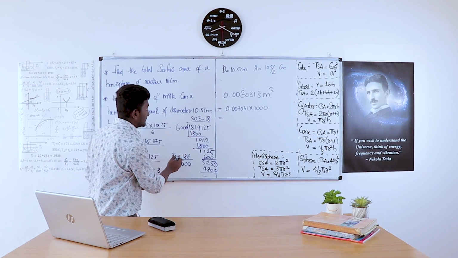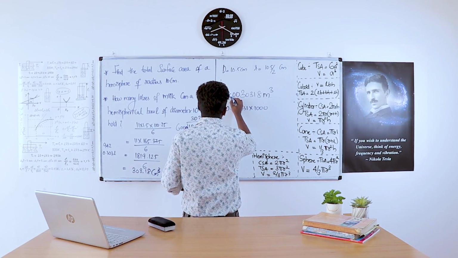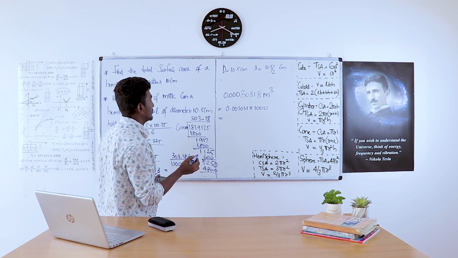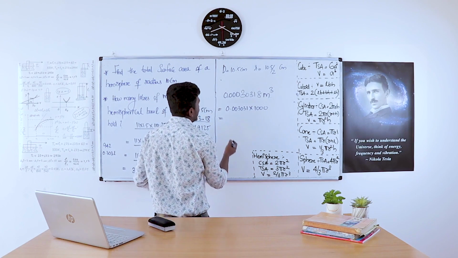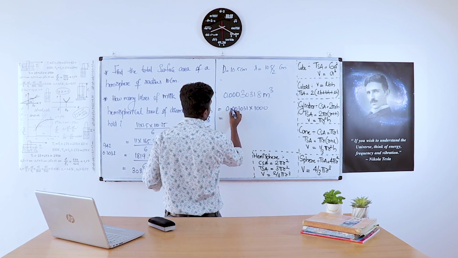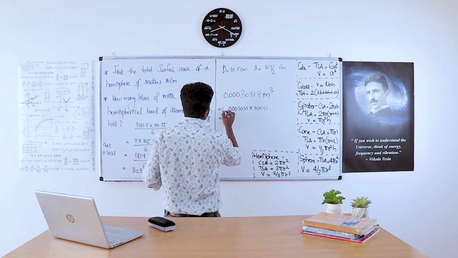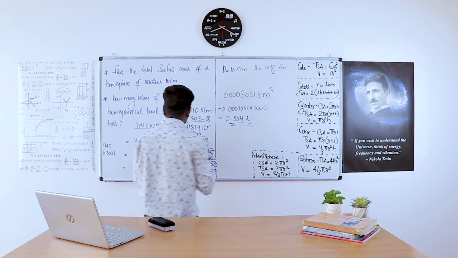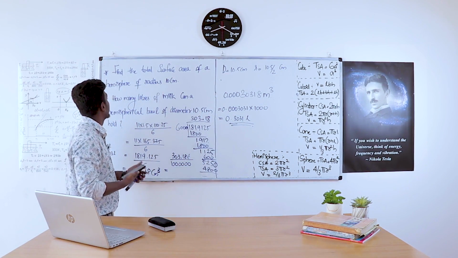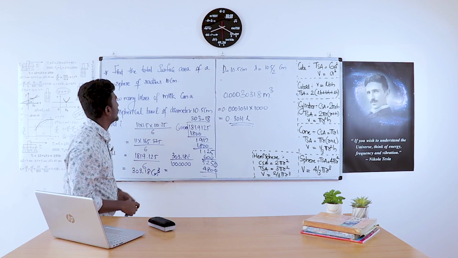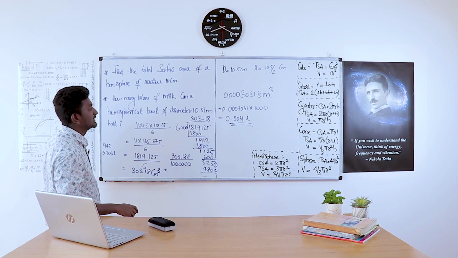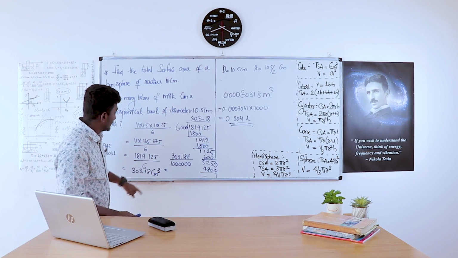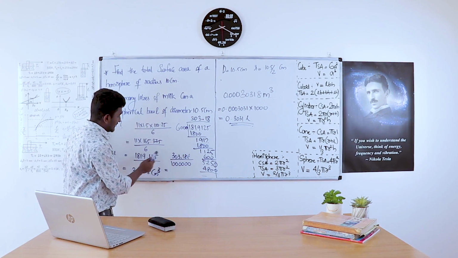So it becomes 0.00030318 meter cube. Then multiply it with 1000 to get in liters. So what happens when we are multiplying it with 1000? It becomes 0.3031 liters. So how many liters of milk can a hemispherical bowl of diameter 10.5 centimeter hold? It is 0.3031 liters.